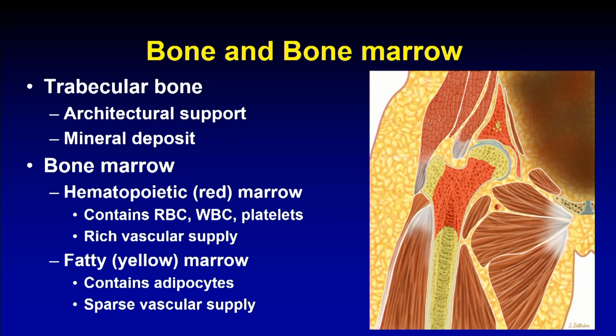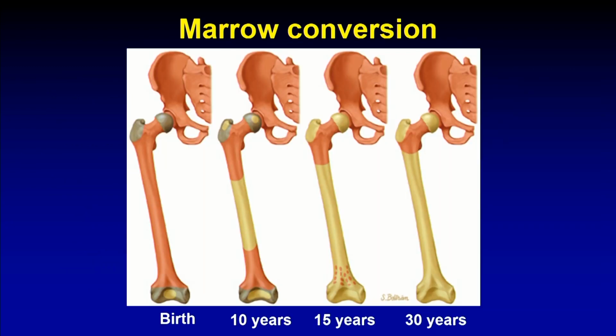There is the red marrow, which is red on the graphic, and this is full of our red blood cells, also called hematopoietic marrow. It contains red blood cells, white blood cells, or platelets, and there's a lot of vascularity. And then we have the fatty or yellow marrow, which is yellow on the picture there, and that contains adipocytes, so fat cells, and there is very little vascular supply.